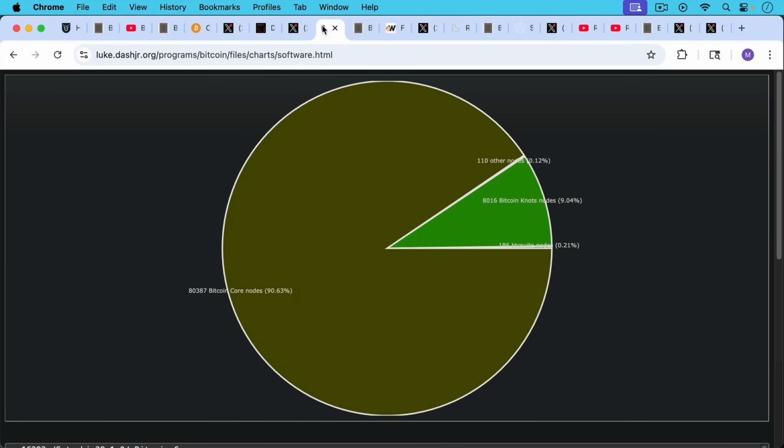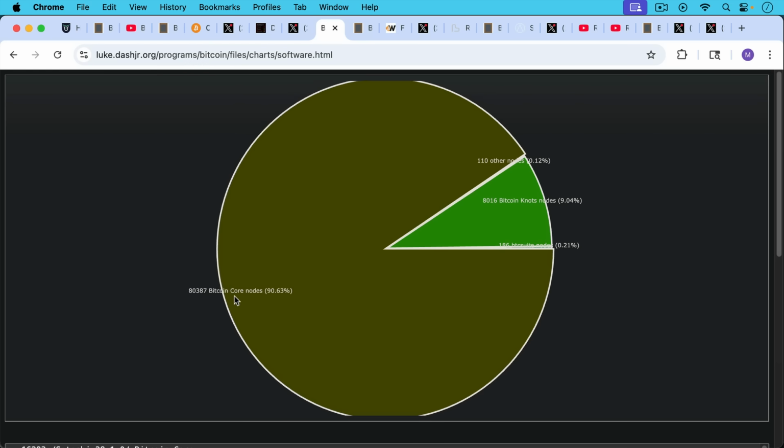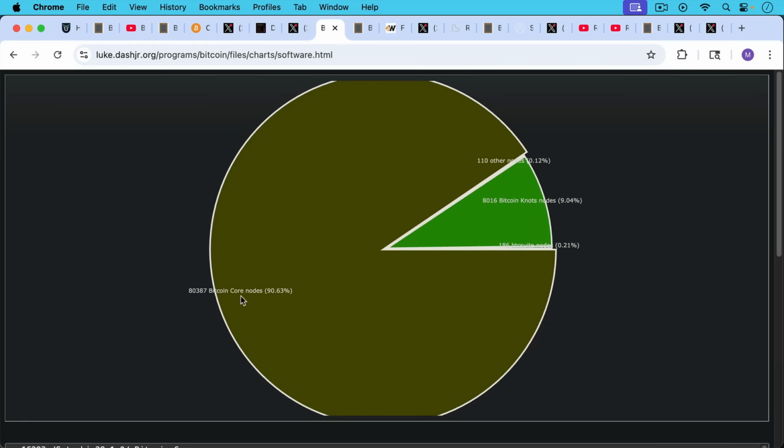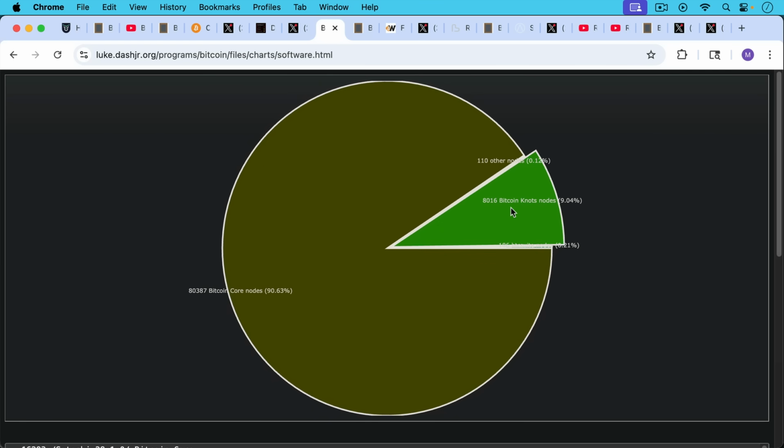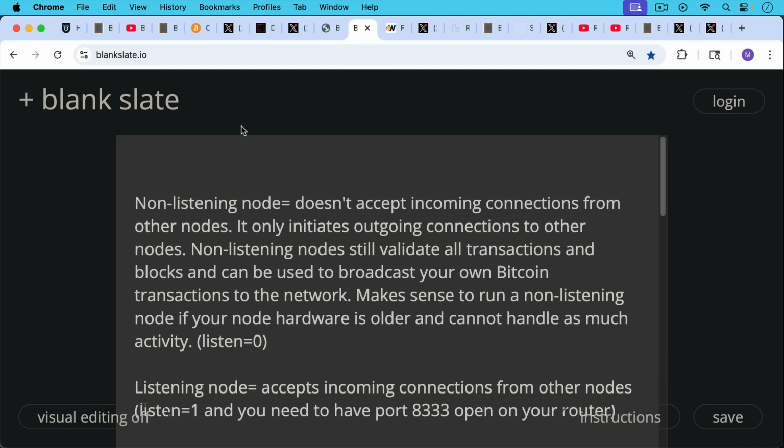And then we have Luke Dasher's scanner here, which is quite interesting because it takes into account not just listening nodes, but also non-listening nodes. And he's showing over 80,387 Bitcoin Core nodes, in other words, nodes running the Bitcoin Core software, and then 8,016 nodes running the Bitcoin Knots software. There is a delay, as I understand it, to this. So these are stale numbers, but we can see Bitcoin Knots is still about 9-10% of the network, according to this. And I believe this scanner will catch up in the coming weeks.